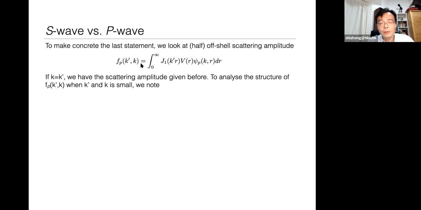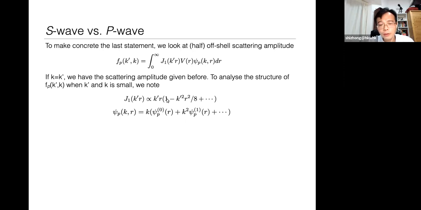So if I now want to analyze the structure of F_P(k,k') when both k and k' are small, that's where we are going to look at low energy scattering. Then what you can do is essentially expand J1, the Bessel function. The first term is k'r, and then you have 1 minus k'^2 r^2 divided by 8. And then you can also expand the actual P-wave scattering wave function, phi_P(kr). There will be a factor of k in front, simply because it's a P-wave scattering. And then you have the first order term and the second order term here.